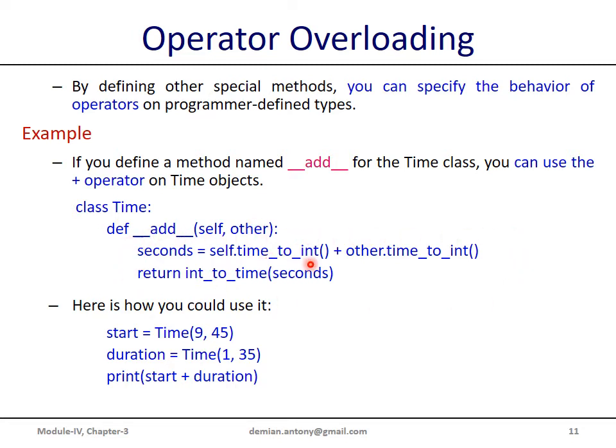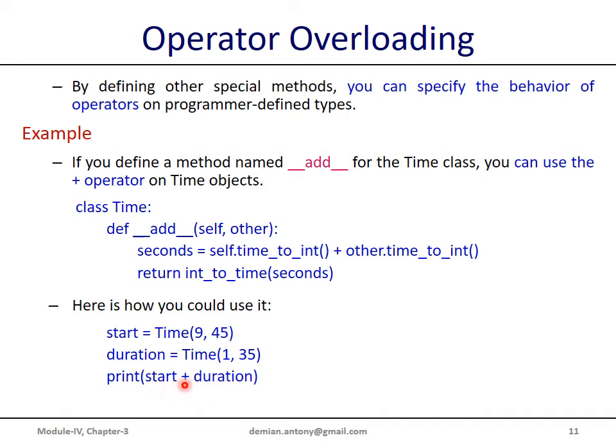We convert the time into integer, both the objects, and then again we convert the total seconds to a time object, and a new object will be returned. And this is how we can call this add method. We create an object start, then we create another object duration, and now we can use a plus operator to add 2 objects, print start plus duration.